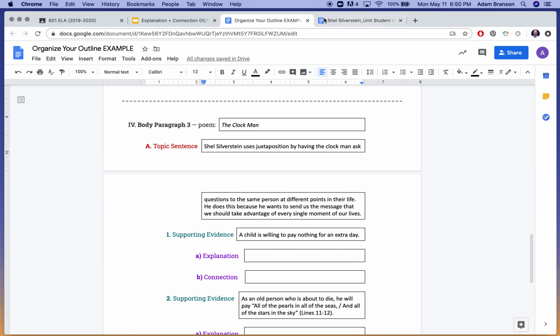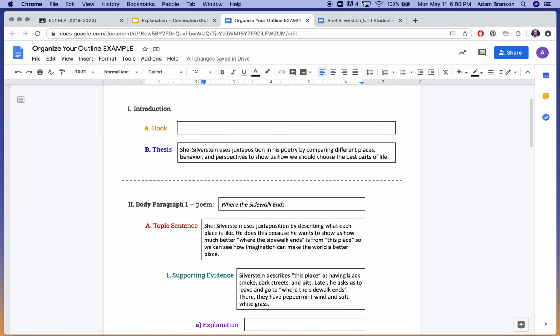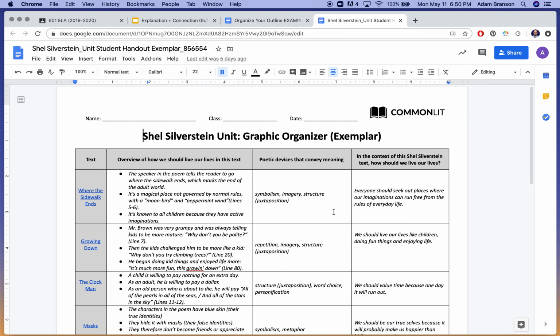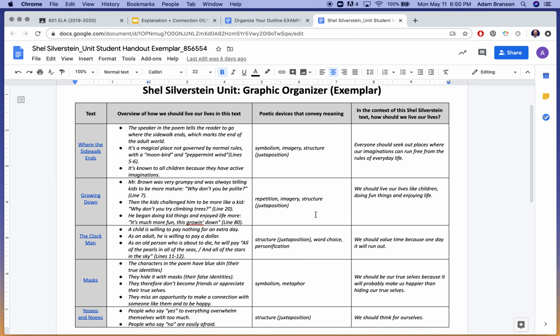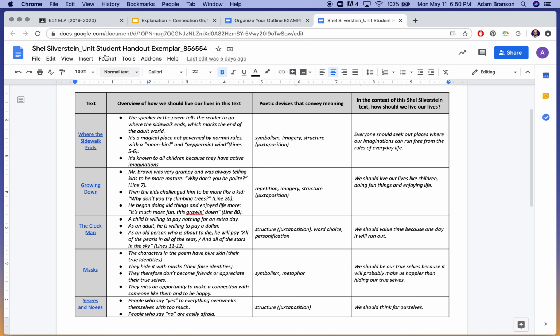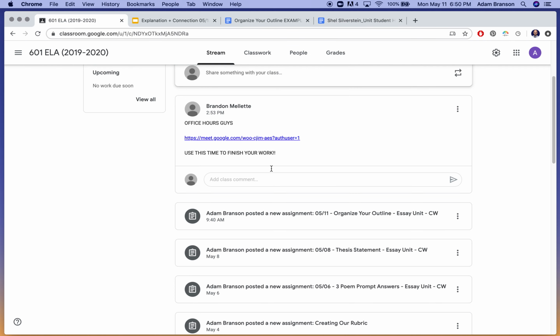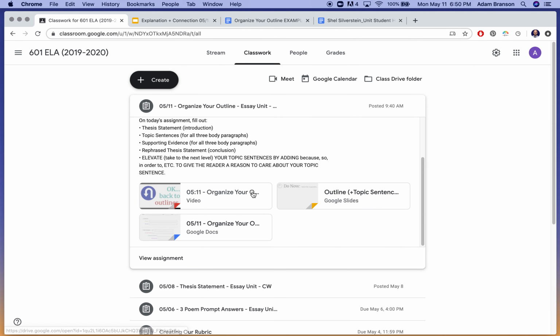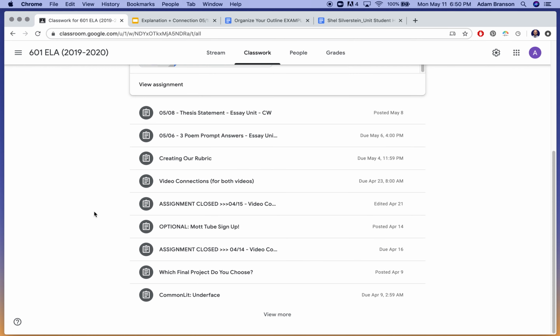And then, the most important document ever, the graphic organizer. If you have not done this, please take some time to do it. All you have to do is go to classwork, and it was March 25th, I think it was. You have to go to view more.